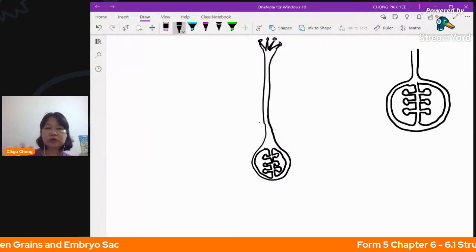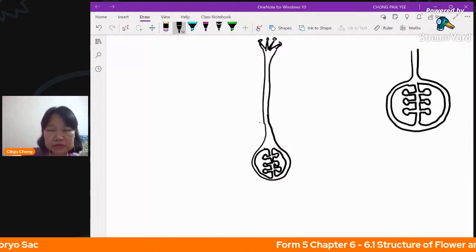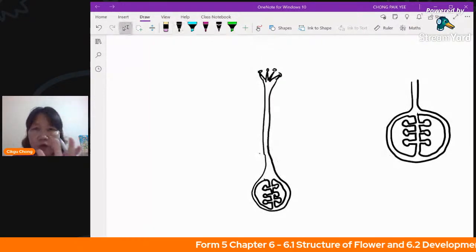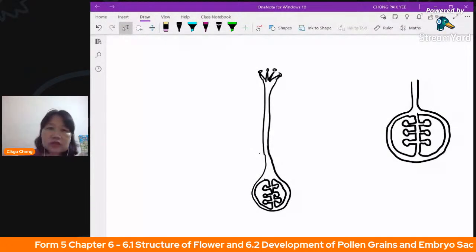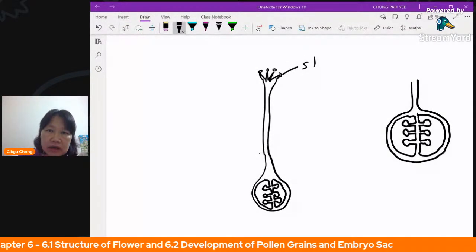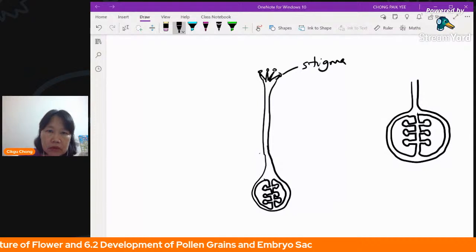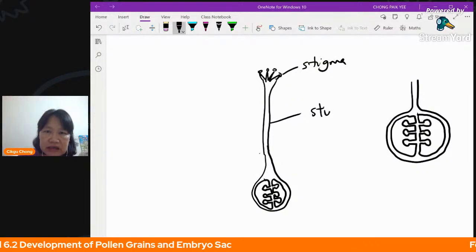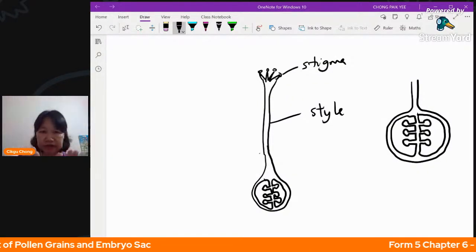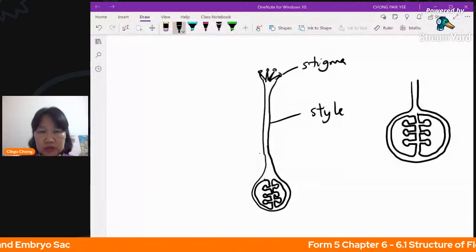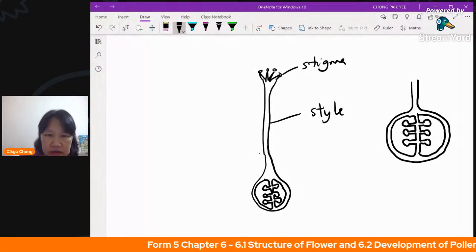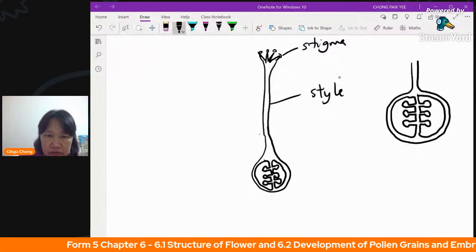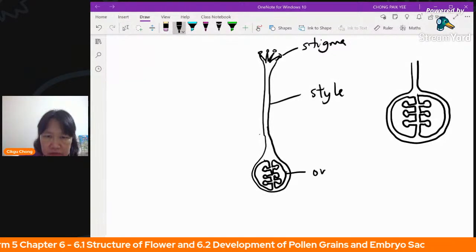Okay, now you've got to label. Don't forget to label. This will be the stigma. You must have 4 labels for your carpel. The whole thing is called carpel. So you put here your stigma. This is the style. Now, this style here is just the outer covering. Inside there are small tubes. And then you have your ovary. The ovary is referring to this one.